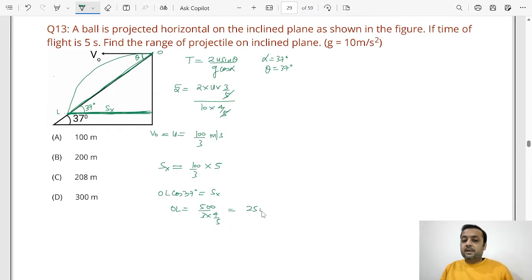So how much does this become? 2500 upon 4 is 12. Now this is 208. So I hope you have understood. All right, this is not exactly 208, but it will be very close to that. You can do the calculation also.